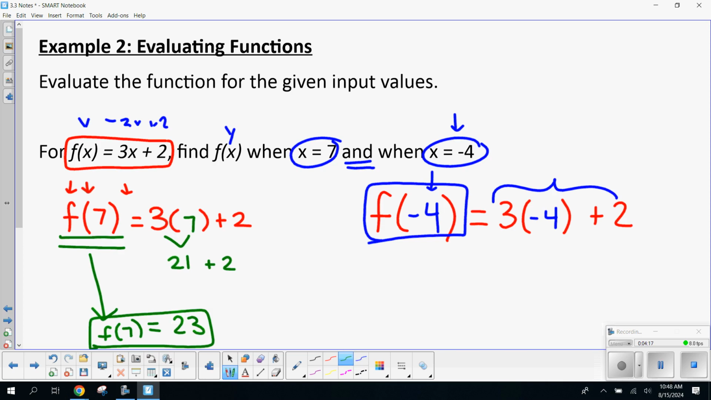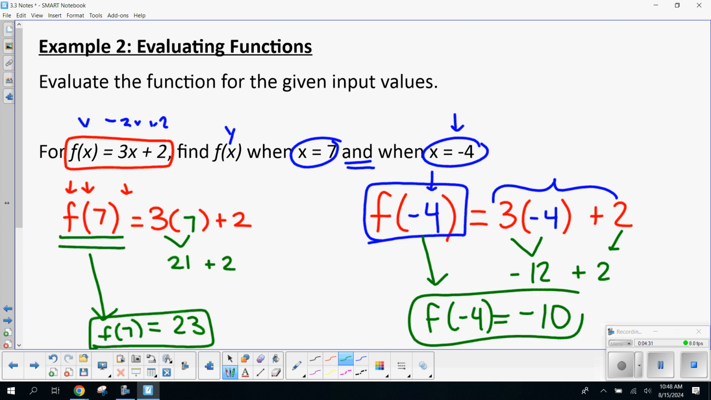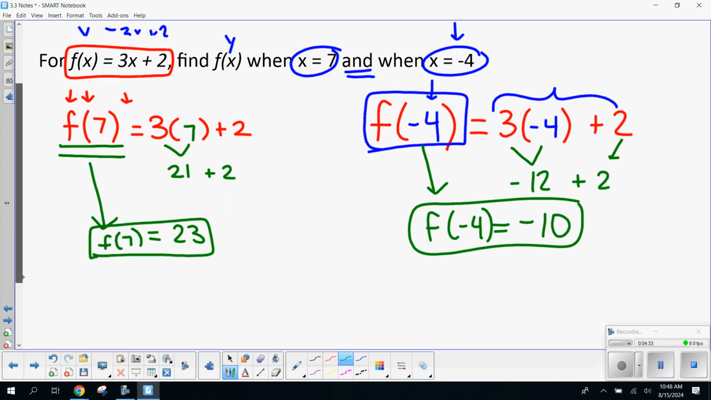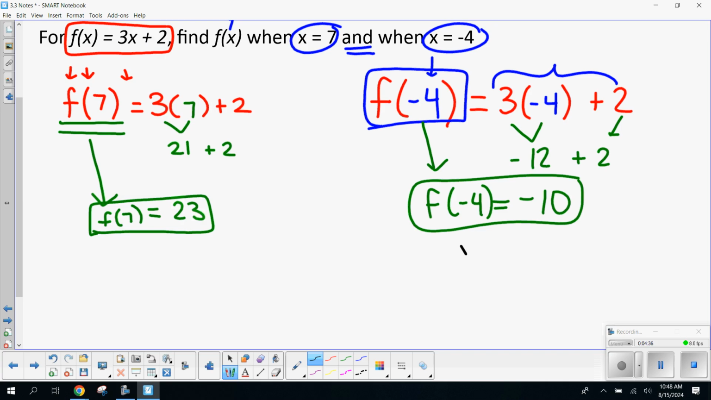So again, on this side, 3 times -4 makes -12. Going to drop down my plus 2. -12 plus 2 makes -10. And again, this is just the label. Okay, and this is how I write my answer. It's the same thing as saying that y equals -10, but this is just more descriptive. It tells me which equation I used, and it tells me what I plugged in to get my y value.